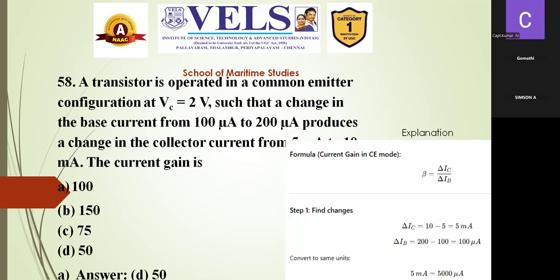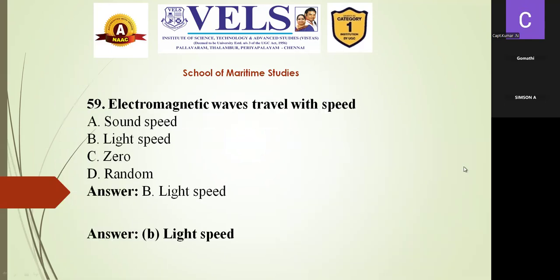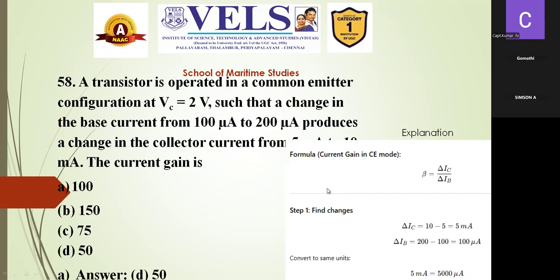A transistor is operated in a common emitter configuration. VCE is equal to 2 volt, such that a change in the base current from 100 microampere to 200 microampere produces a change in the collector current from the current gain beta is equal to change in collector current divided by change in base current.